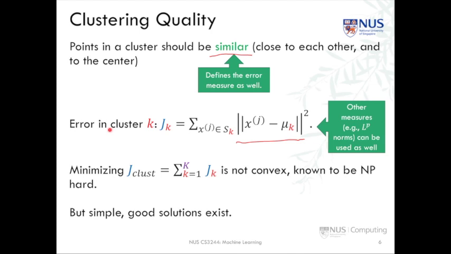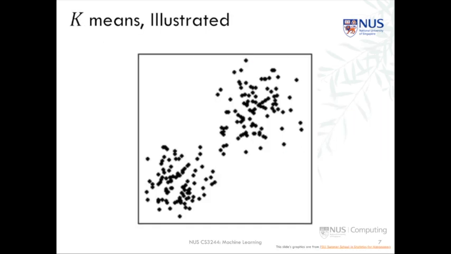With the cluster error defined, we can say that the entire quality of the clustering solution would be a sum of these errors. A problem here is that we know that minimizing the cost of the clustering quality is not a convex function and is known to be NP-hard. But we can come up with good approximations that approximate the optimal solution fairly well. One such algorithm is k-means, which is related to k-nearest neighbors. Let's take a look at how it works.